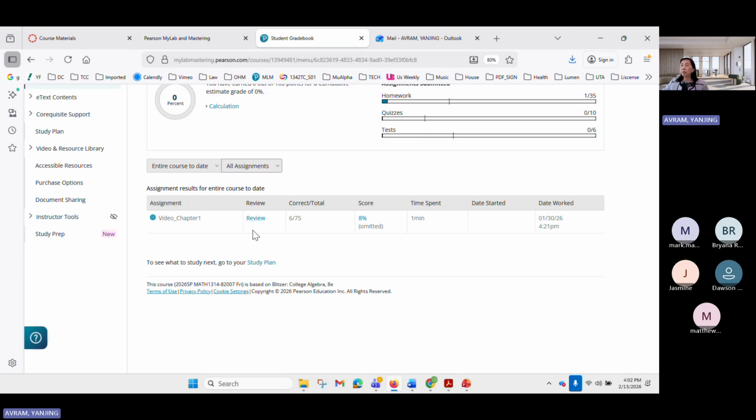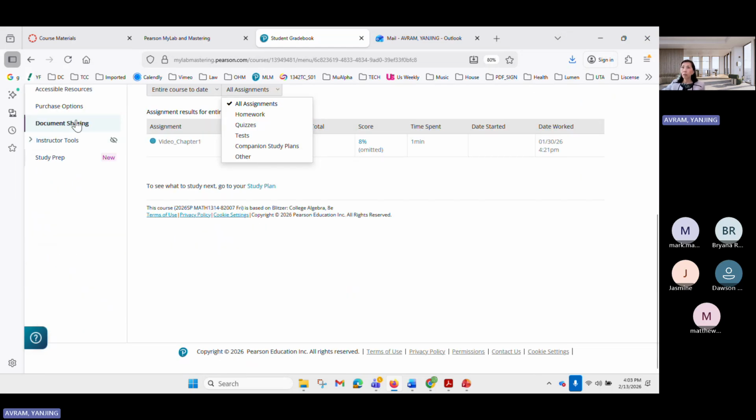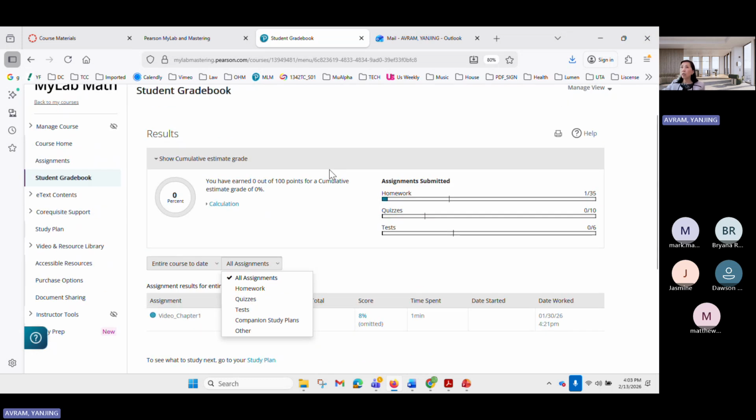Once you open a review, it will tell you which ones you made mistakes on, what the correct answer is, and what incorrect answer you entered. So you can always come to look at that. You will need to go to the student grade book and then open the entire course today, and then you can choose whatever test or quiz you want to review. So that is the first thing about that.